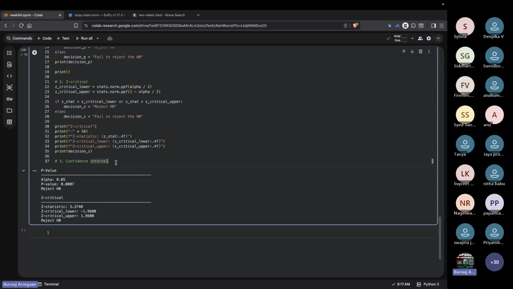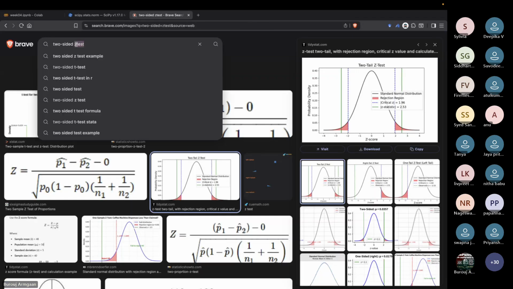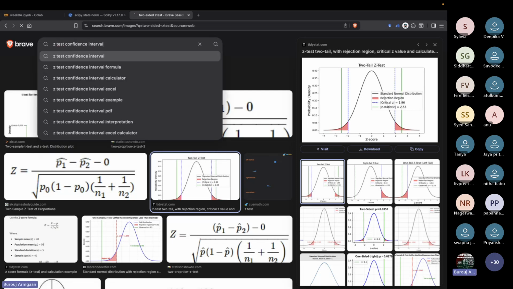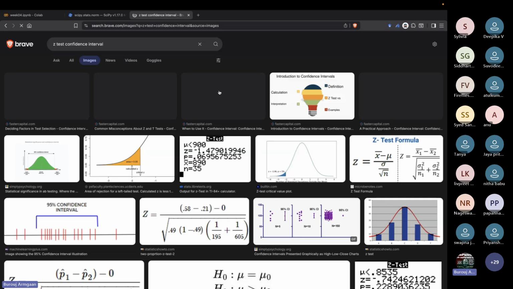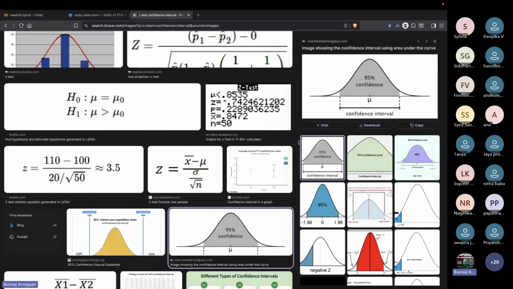Coming to the final one, that is the confidence interval. If we look at the z-test confidence interval, is there a good graph here? Yeah, so it looks something like this. In a confidence interval, you essentially have to find two bounds like the z critical values.